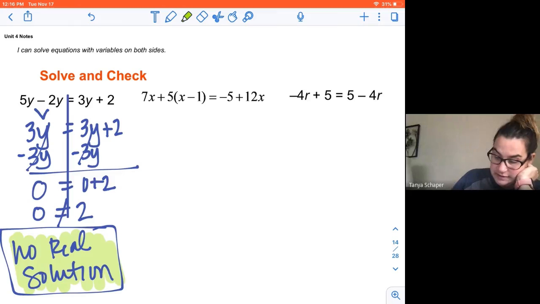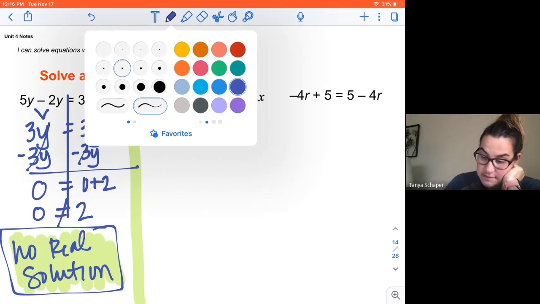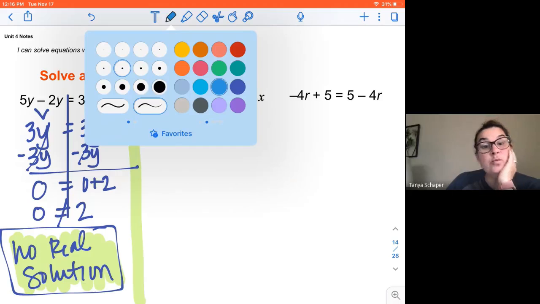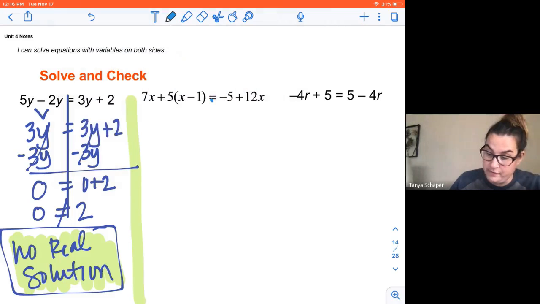Let's take a look at the next one. Okay, so we've got 7 plus 5 times the quantity x minus 1 is equal to negative 5 plus 12x. So what we're going to do is solve this equation like we're used to. We're going to simplify first.